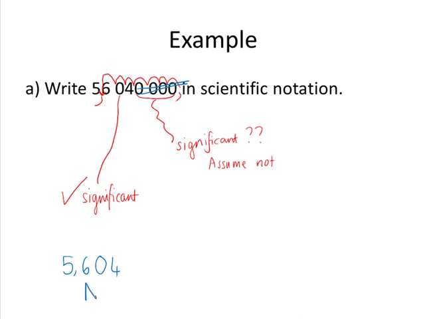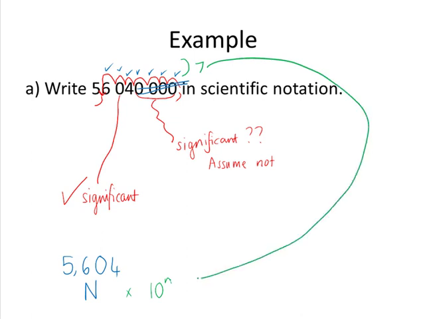Now, how many spaces did we have to jump our comma to get it to that position behind the 5? We had to jump it 1, 2, 3, 4, 5, 6, 7 spaces. That is now our exponential term n. We had to move the comma 7 spaces to the left. So n is positive 7, or we just plain write 7. So in scientific notation, this number is 5,604 times 10 to the power 7.